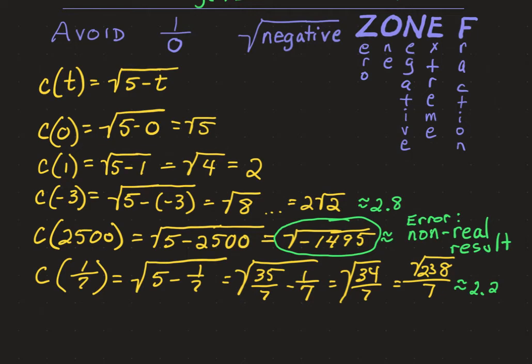And I chose my zone F numbers in order, 0, 1, negative. When I got to the extreme, look at what the calculator gave me. It gave me an error, a non-real result, because I was taking the square root of a negative number. But the question is, how extreme is extreme? We need to do a little more analysis. And actually, if you did this analysis first, you could have skipped all of this calculation.